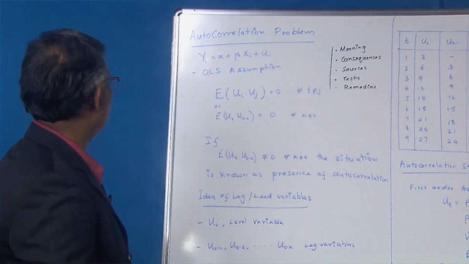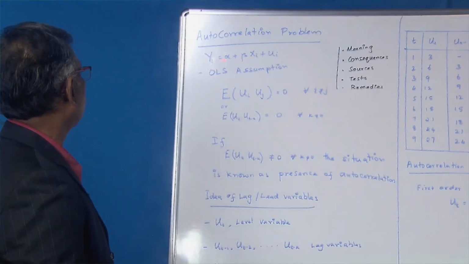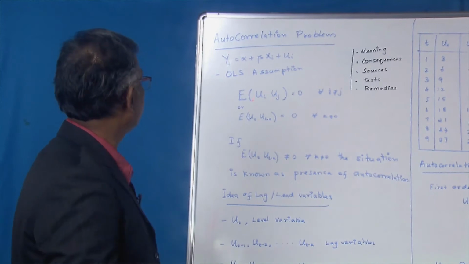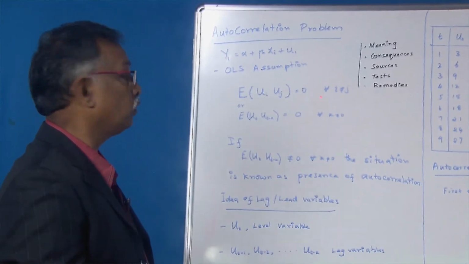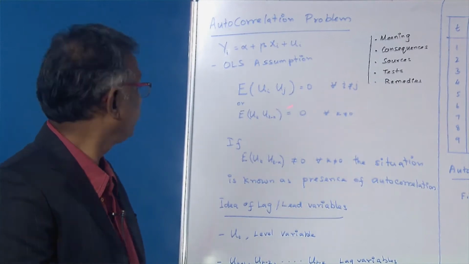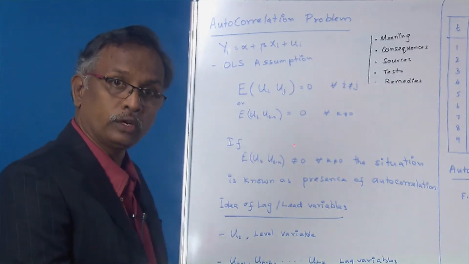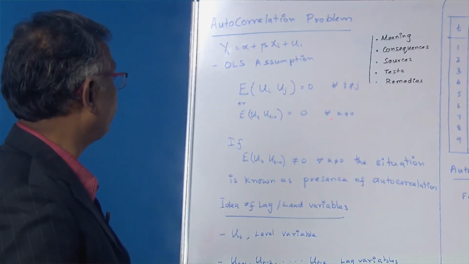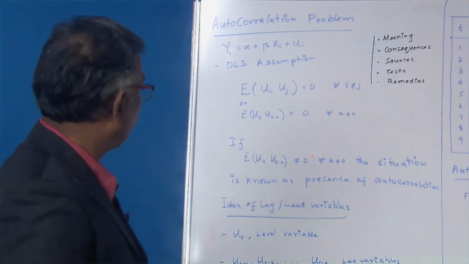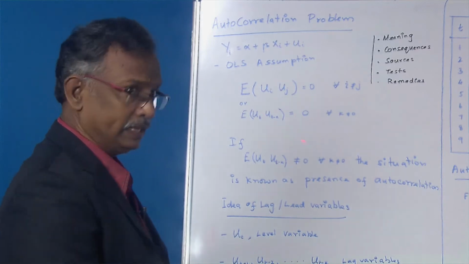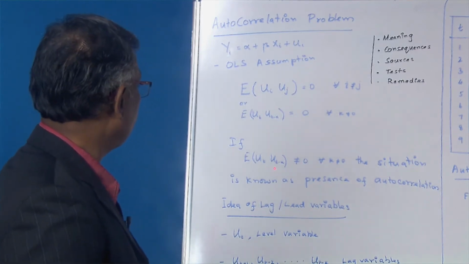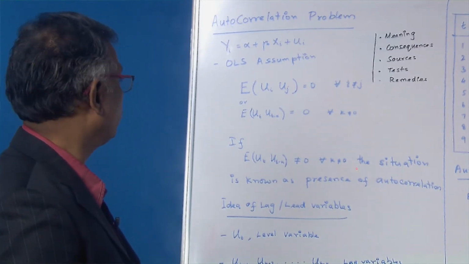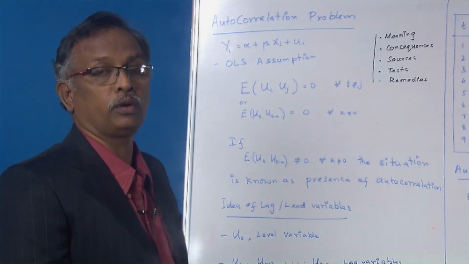Let us take the simple linear regression model y_i equals alpha plus beta x plus u_i. An important OLS assumption is that expectation of u_i u_j equals 0 for every i not equal to j. The same can be written for time series models as expectation of u_t u_{t-k} equals 0 for every k not equal to 0. Now, if this assumption is violated, that is, if expectation of u_t u_{t-k} is not equal to 0 for every k not equal to 0, the situation is known as the presence of the autocorrelation problem.